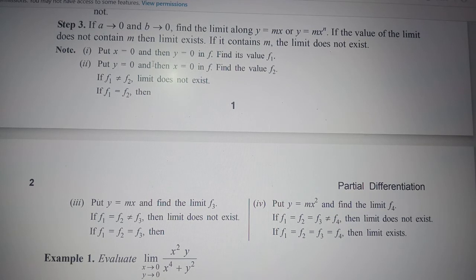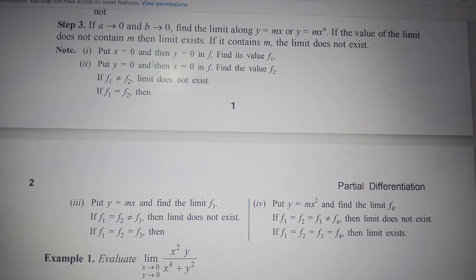If the two functions are equal, then we put y is equal to mx and find the limit f3. If f1 is equal to f2 but not equal to f3, the limit does not exist. If they are equal, we go to the next step, that is y is equal to mx square, and find the limit, named f4. If it does not equal f1, f2, f3, the limit does not exist there, and if they are equal, the limit exists.